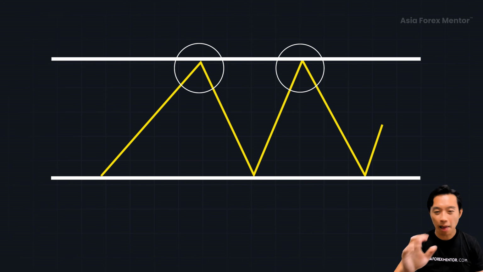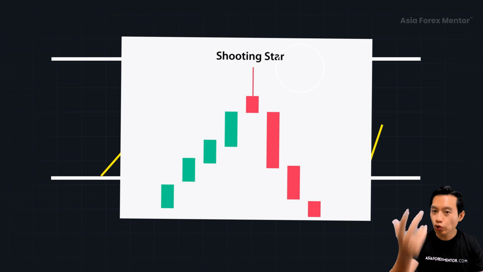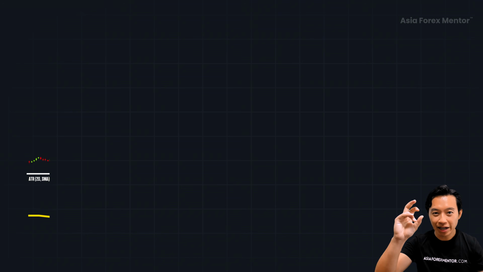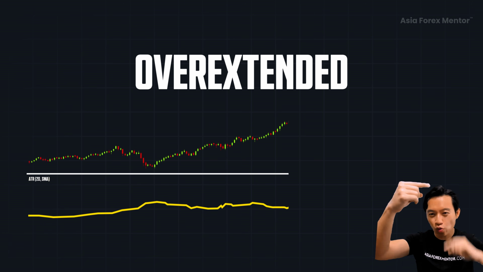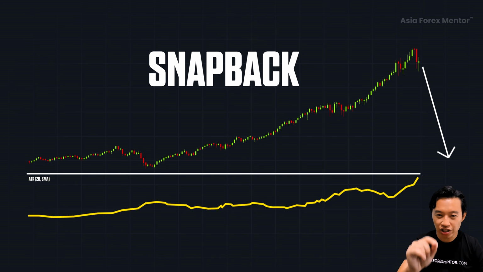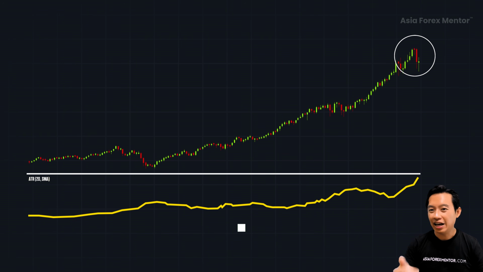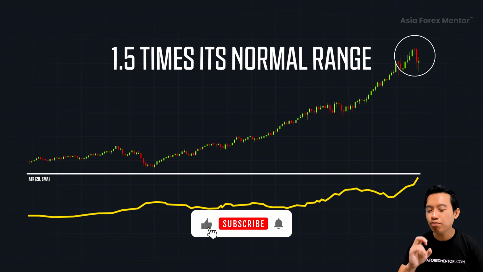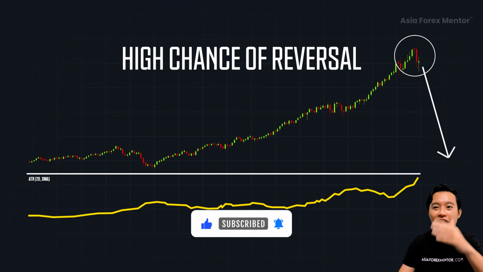If you see a bearish signal, which is where all the candlestick patterns can come in, like a shooting star candle, that is your cue. The market isn't just moving faster. It's now overextended, right? So when the price stretches too far, too fast, a snapback is usually going to happen. Here's an example. Bearish candle, strong drop. And then the move just hit what? 1.5 times the ATR. So what does this tell you? That there's going to be a high chance of reversal.